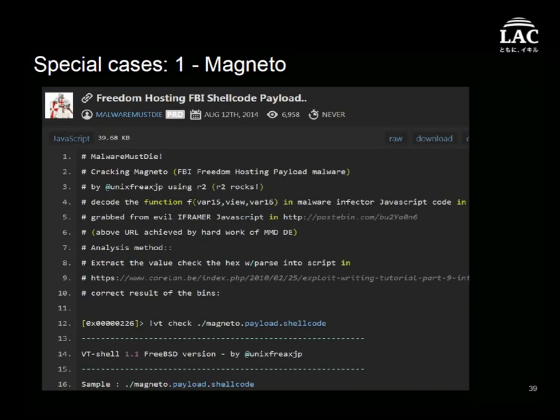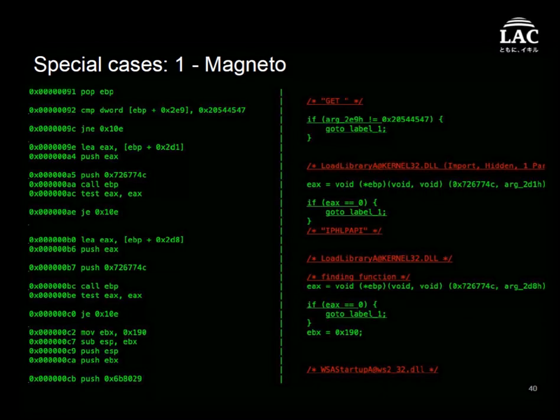Now let's go to the special cases. Case number one is Magneto. Magneto is a shellcode formed to target specific users using specific browsers and making a ping back to a specific host. It has pre-exploitation stages, but those are not explained here. And this Magneto shellcode is the end of the target. Anyway, this is how I analyzed Magneto at the time.